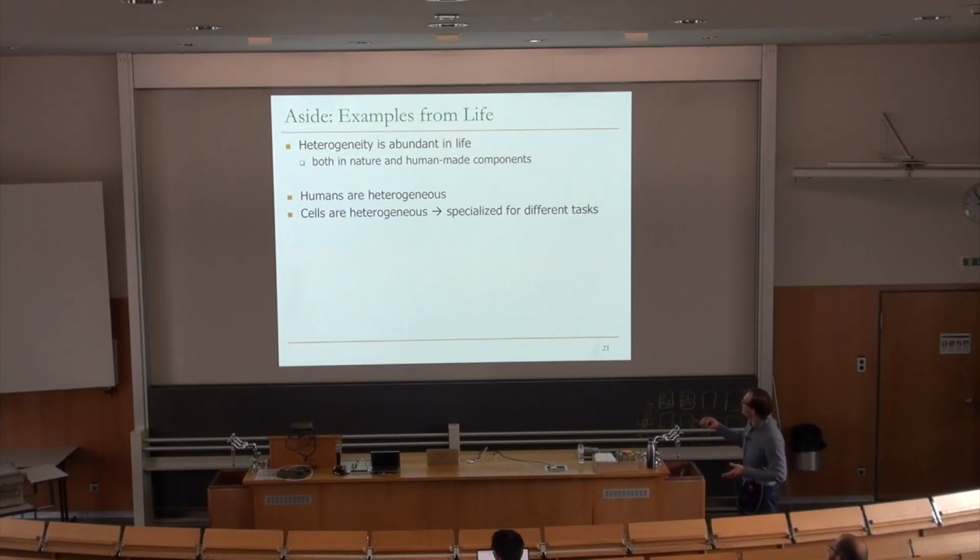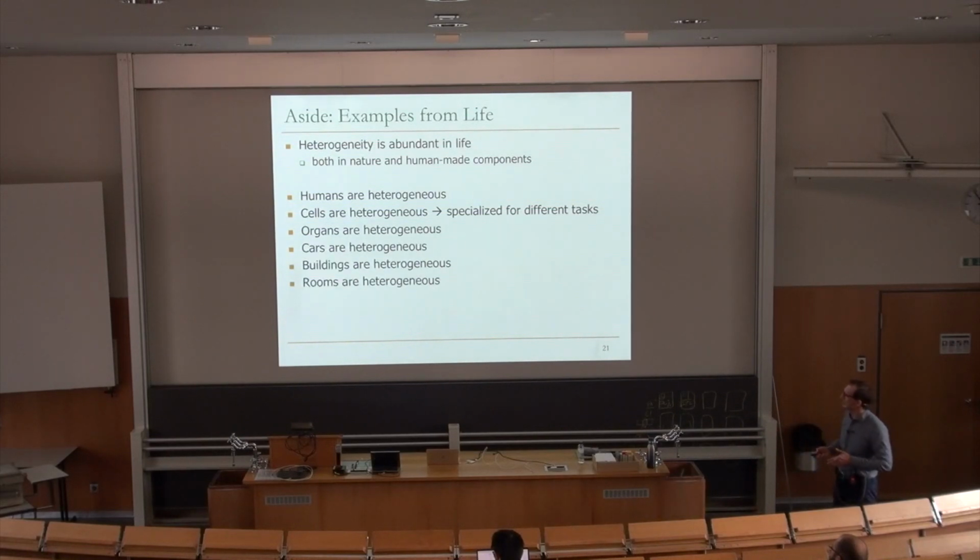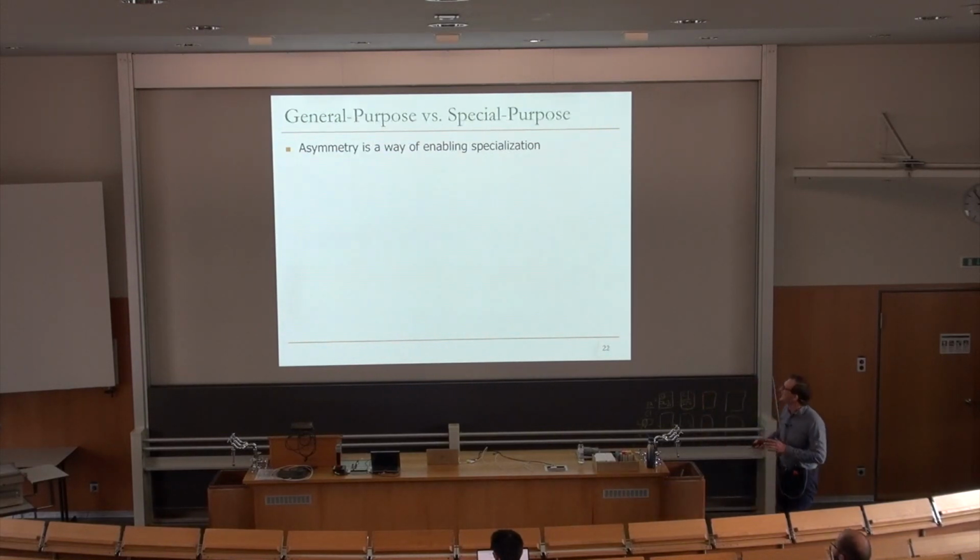Cells are heterogeneous. They're specialized for different tasks. Organs are heterogeneous. Cars are heterogeneous. Okay, I'm not going to go through this more. So homogeneous design actually makes no sense if you think about all of this. Right?